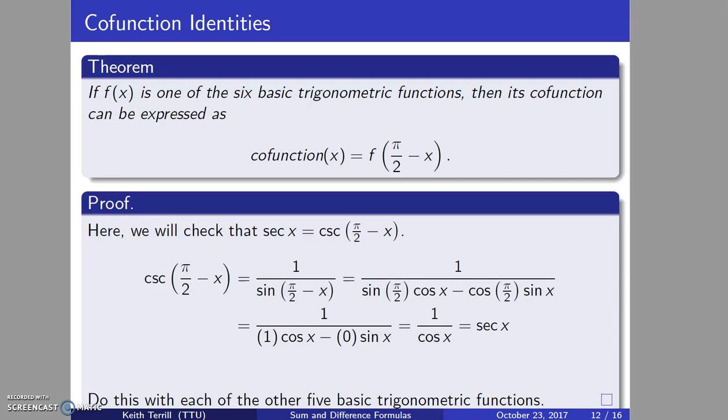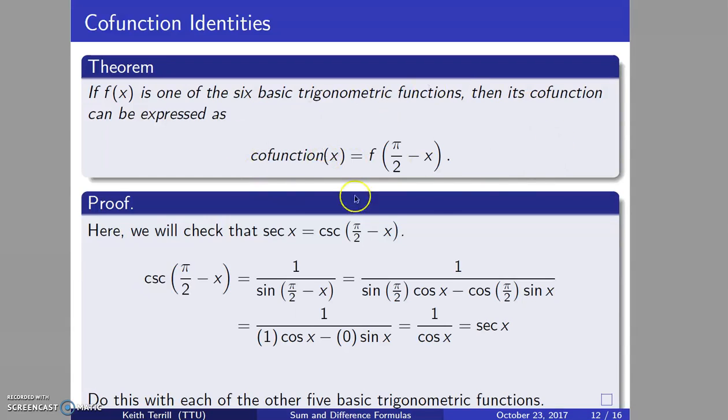I claim to you, this is a theorem that I think is a theorem. I don't know if it's formally called a theorem, but the claim is that for every one of the 6 trigonometric functions, you can get to its cofunction by applying the transformation f of pi over 2 minus x. So in other words, the cosine, being the cofunction of sine, is sine of pi over 2 minus x. The tangent, being the cofunction of cotangent, would be cotangent of pi over 2 minus x.